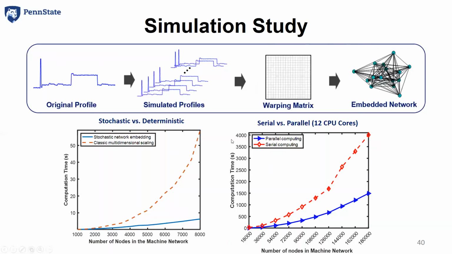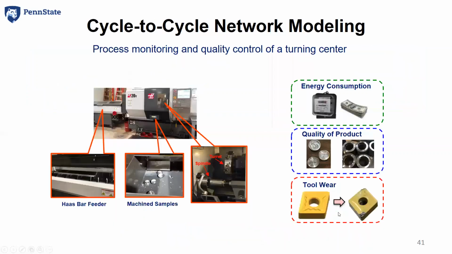So this is the classical algorithm. It can work up to 8,000 profiles, and this is our algorithm. As we can see, the time is significantly shorter and more efficient. But when we go to 18,000, this algorithm does not work anymore, or computationally, it will not be able to give us the result. So we're still using our algorithm, but we do serial computing and parallel computing comparisons up to 180,000. Our parallel computing algorithm is very efficient on 12 CPU cores.